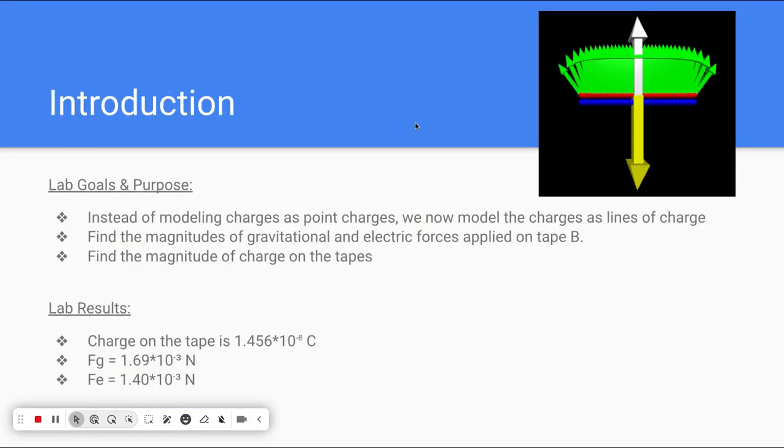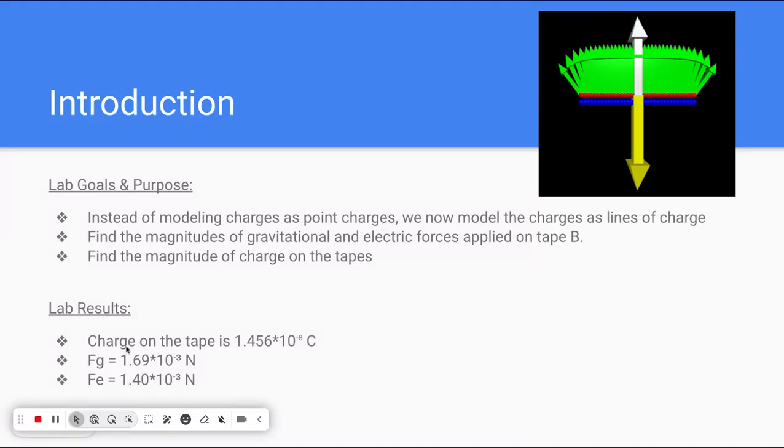So, quick introduction, the lab goals and purpose. Last week we did the electric tape lab, and we modeled the charges computationally as point charges. This week we're going to change that and model them as lines of charge instead. We also want to find the magnitudes of the gravitational and electric forces applied on tape B, this red tape up here. And we want to find the magnitude of the charge itself on the tapes, because the one we found last week was for point charges.